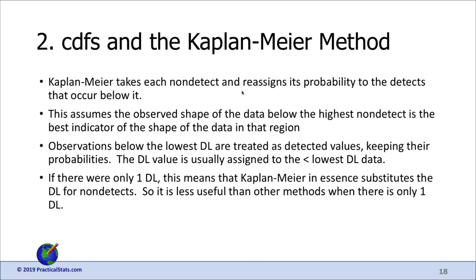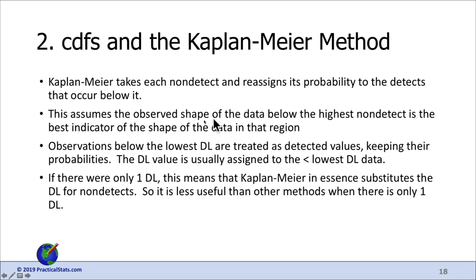So what Kaplan-Meier does is say, well, when I have a non-detect, I don't have a value to plot that at. So I really don't have a bar that I can assign to it. So I'm going to reassign its probability, that 0.1, the 1/10 in this case, down to the detected data that are below it. So it's saying I'm going to use a non-parametric model. I'm not going to assume a model of a normal distribution or a log normal distribution or anything else. My model for what's below a detection limit, say below 5, is the observed shape of the data that I can tell below that 5.